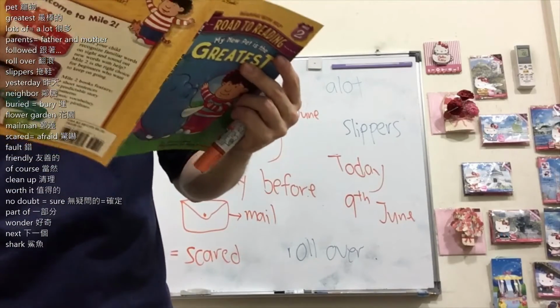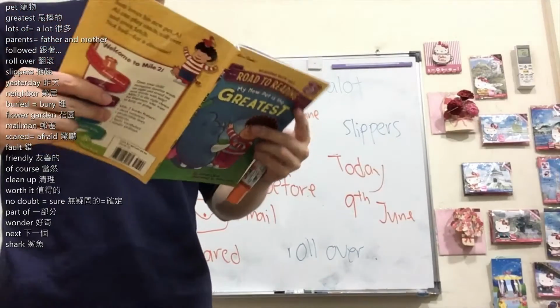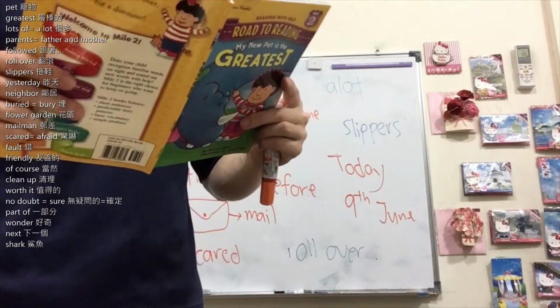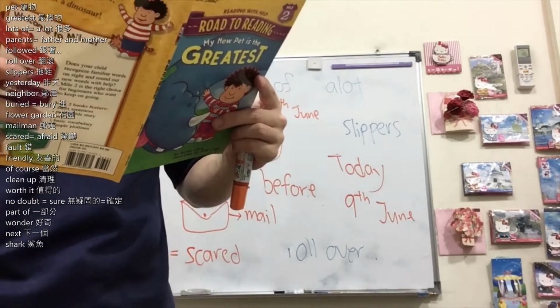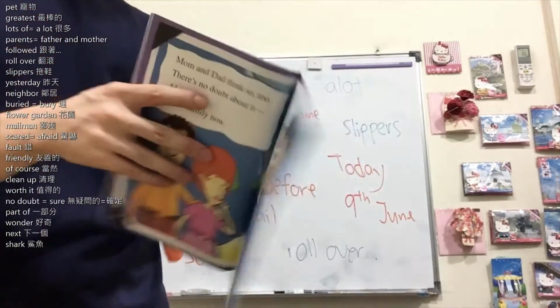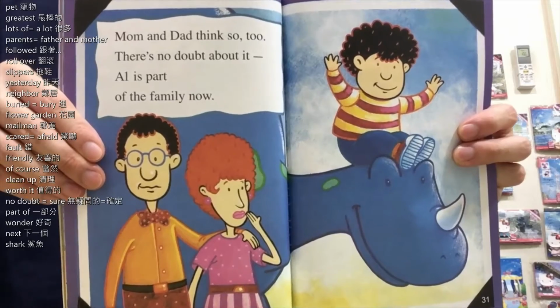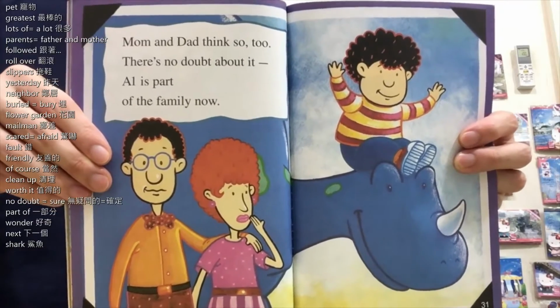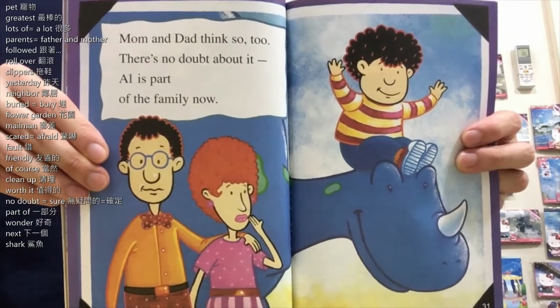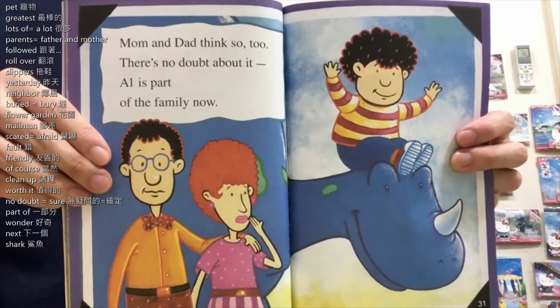Mom and dad think so too. There's no doubt about it. A1 is part of the family now. Right, so on the next page we have mom and dad think so too. There's no doubt about it. A1 is part of the family now, okay?